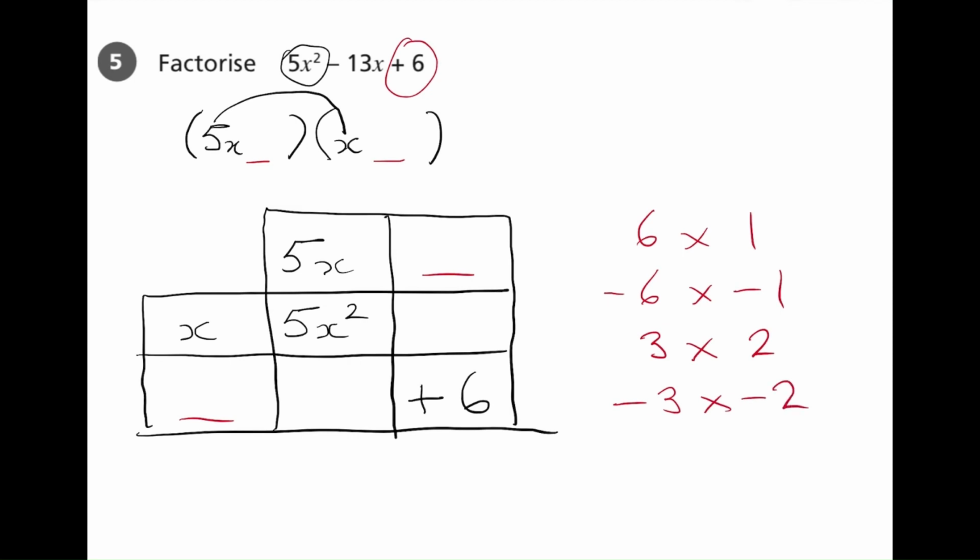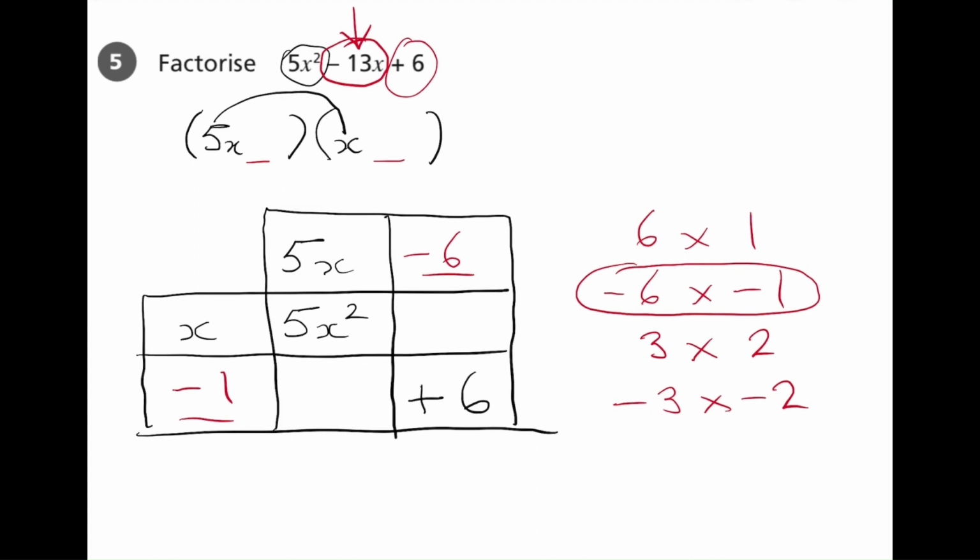So there is an element of trial and error involved now. Because the middle term is negative 13, we'll expect to have at least one negative number. So we might try the negative 6 and negative 1 options first. So we try negative 6 and negative 1, and we multiply to fill out the rest of the table.